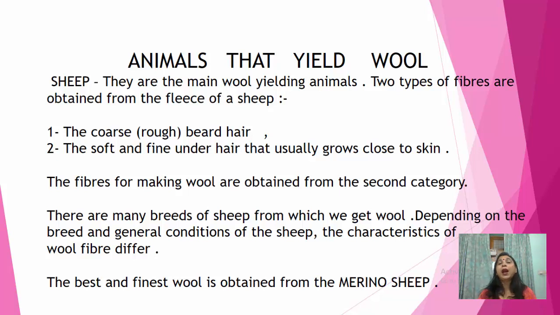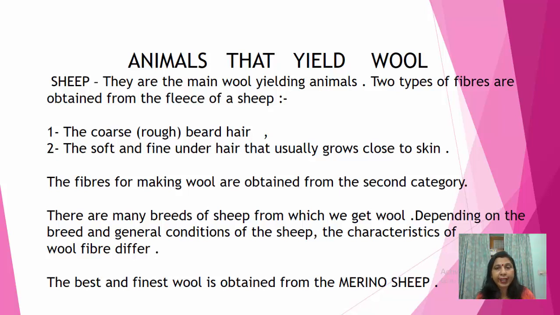Now, coming to the animals that yield wool. If I ask you, from where do we get wool? Most of you will answer, from sheep. That is, sheep give us wool, or we get wool from sheep. But there are certain other animals also from which we can get wool. But the main wool yielding animals are sheep.